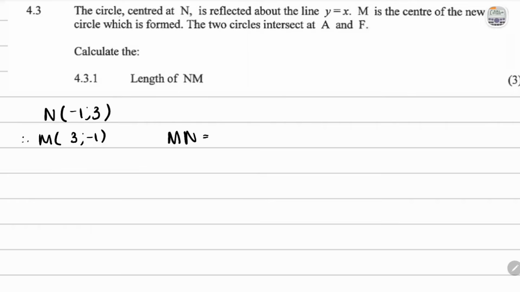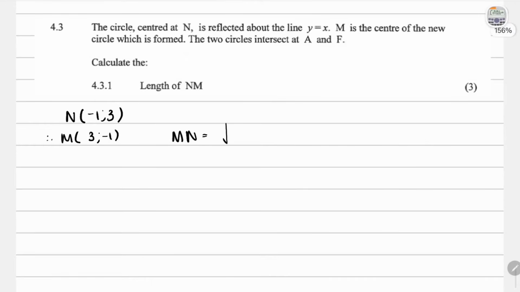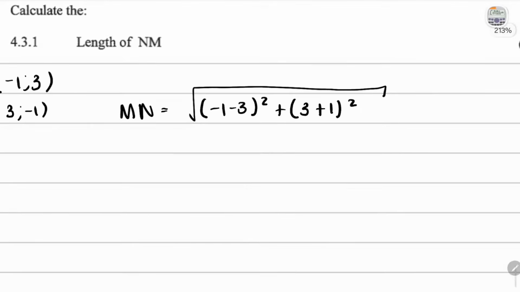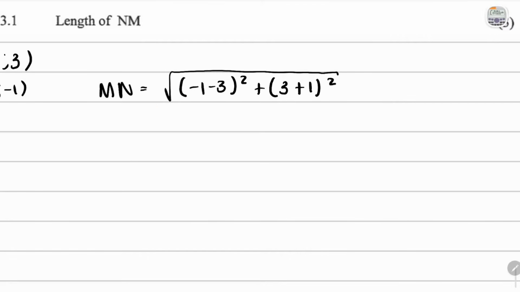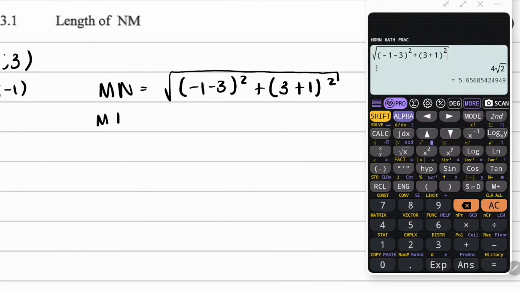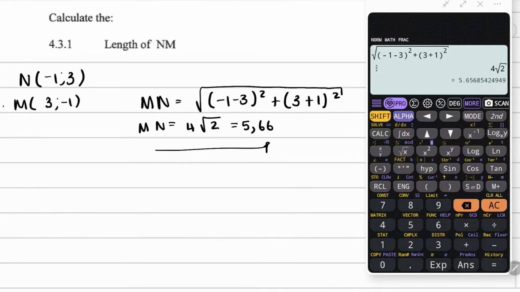So MN, we don't really need the formula. We already wrote it down at some point. So square root of x2 minus x1, we'll say -1 minus 3 all squared, plus y2 minus y1, and that is 3 minus -1, which becomes a +1, all squared. And let's just find the distance of MN. So MN is equal to 4 square root 2. Okay, you can round this off to 2 decimal places, which is going to be 5.66 units, and that is the length of MN.